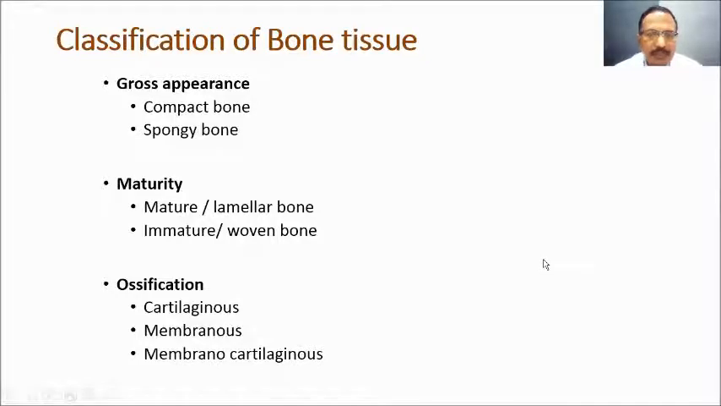So coming to the classification of bone tissue, we can classify it according to the nature of its composition, like compact bone and spongy bone, because compact bone will look compact and very thick, but the spongy bone will look cancellous. And according to the maturity, we can call it mature bone or lamellar bone, and immature bone or woven bone. And according to ossification, you can classify it into cartilaginous or membranous bone, and membranocartilaginous bones.